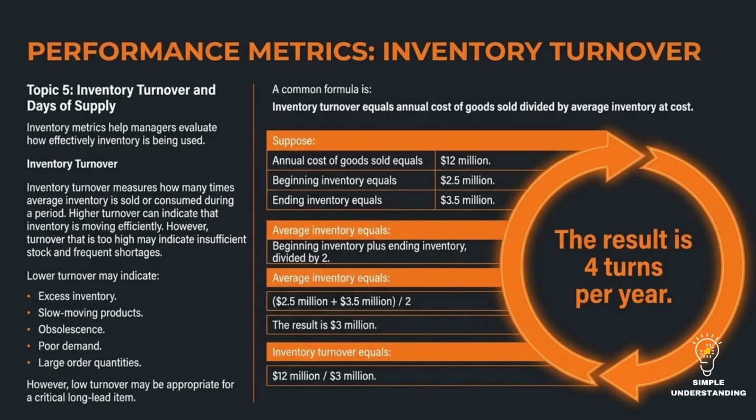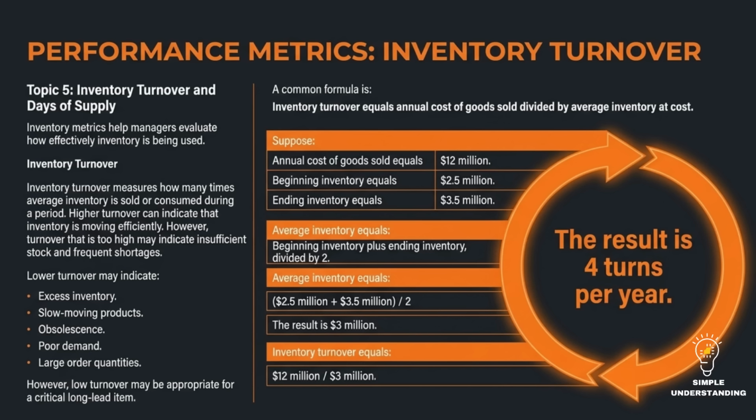Topic 5. Inventory turnover and days of supply. Inventory metrics help managers evaluate how effectively inventory is being used. Inventory turnover measures how many times average inventory is sold or consumed during a period. A common formula is inventory turnover equals annual cost of goods sold divided by average inventory at cost.